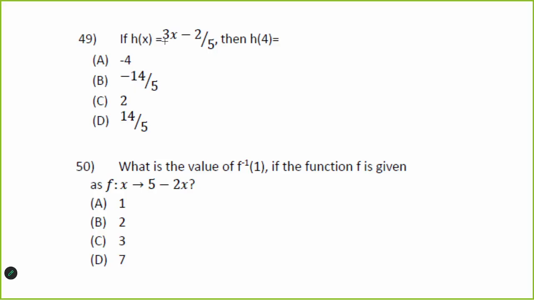h of x is 3x minus 2 over 5. h of 4, that's 3 4s are 12. 12 minus 2 is 10. 10 divided by 5 is 2. So the answer is 2.